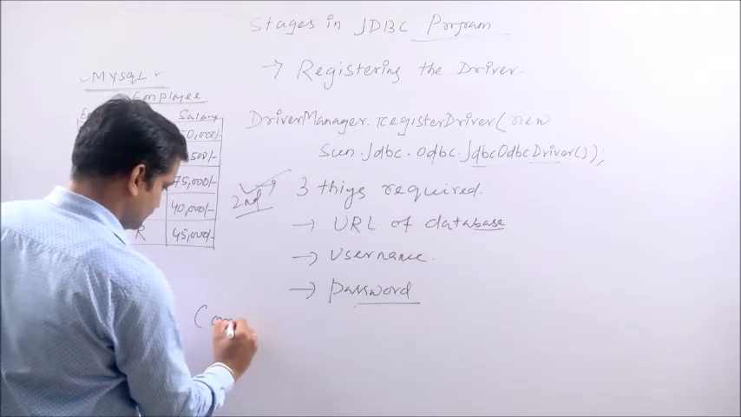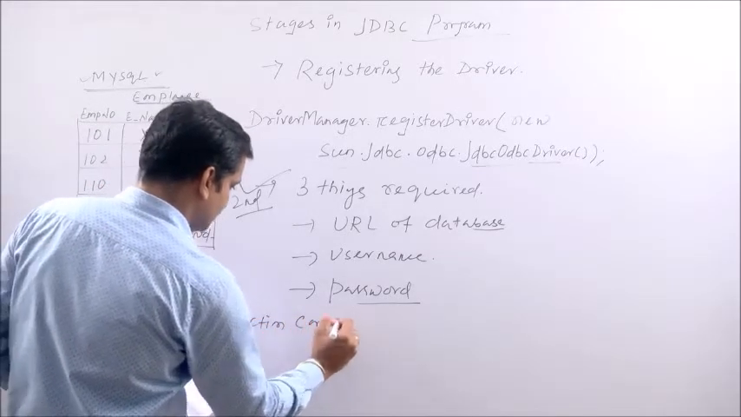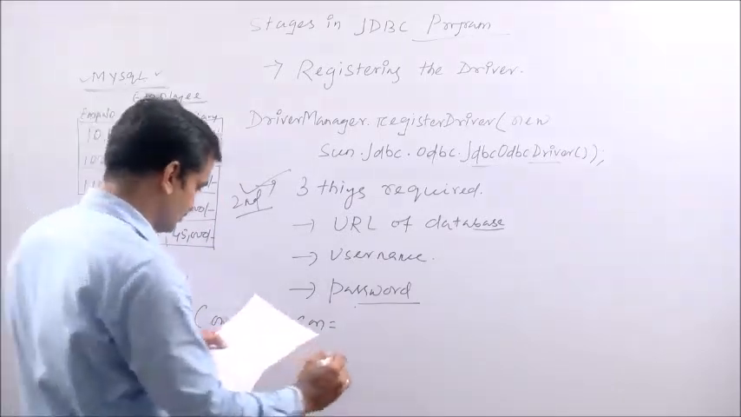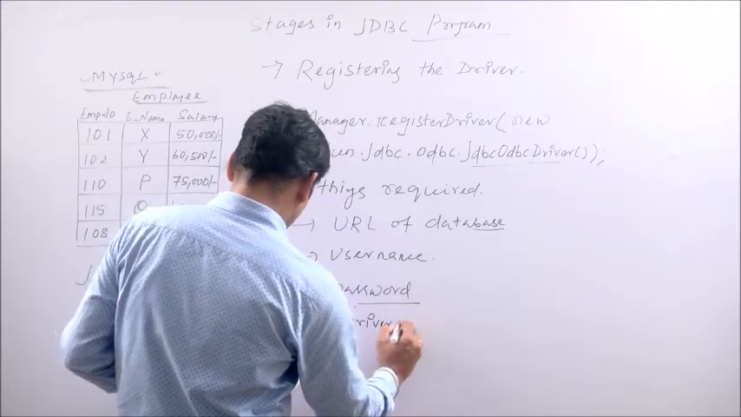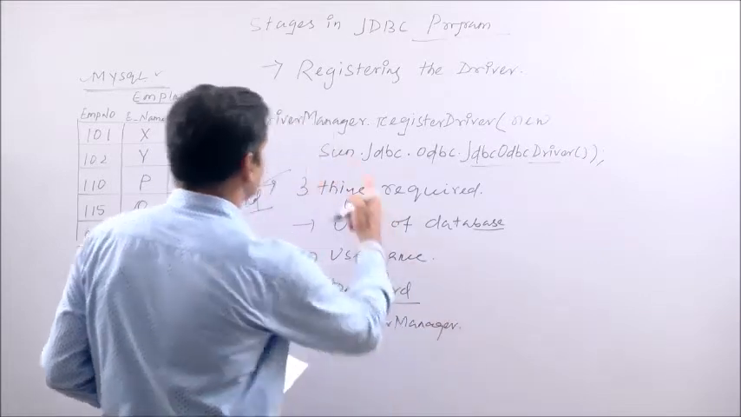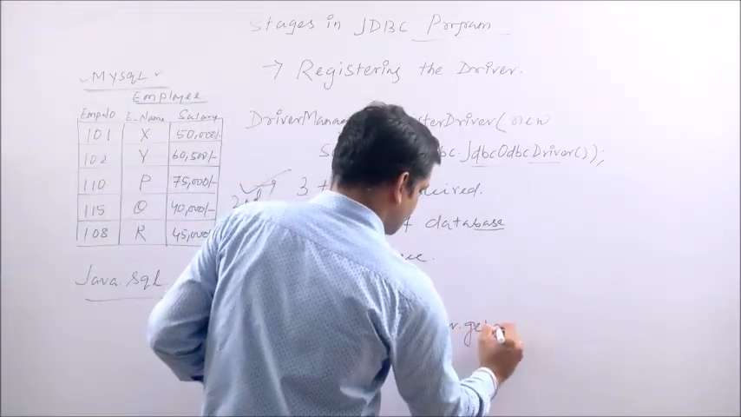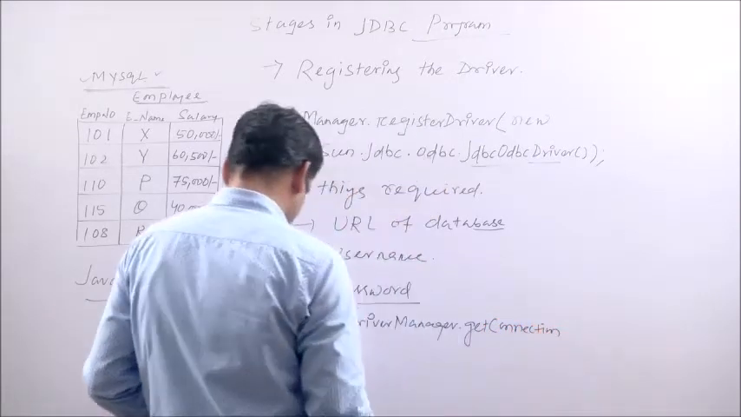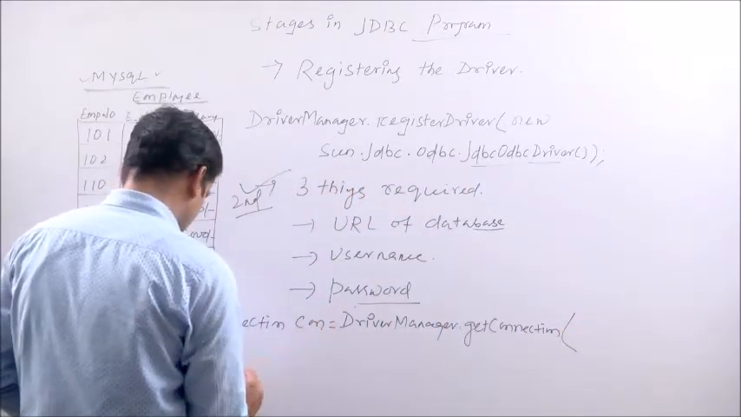It is creating one object of class Connection, that is con, and using the DriverManager class again, which we used before, then calling the method getConnection. It takes the URL first.